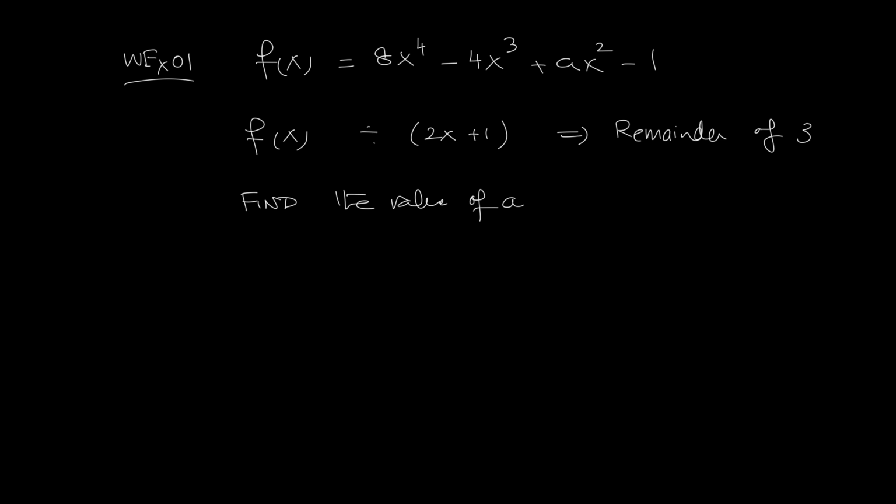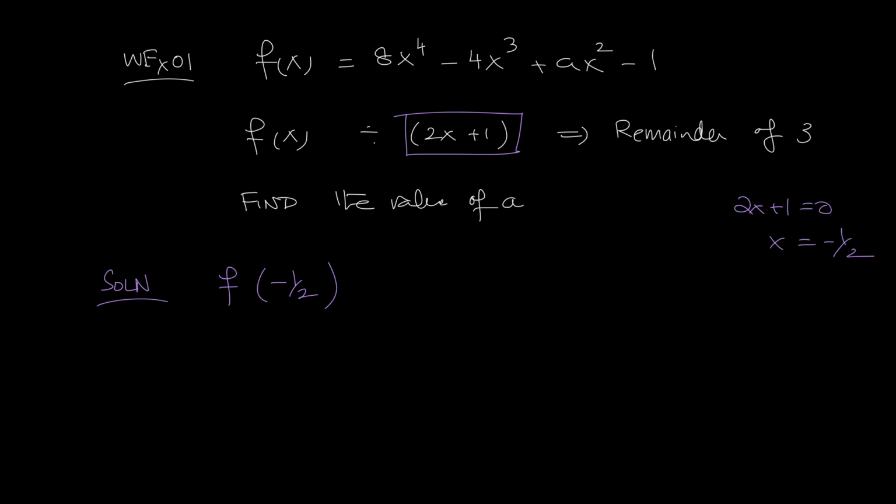So now the solution is plug in value f of negative half. How did we achieve this value? 2x plus 1 equals 0, x is negative half. So f of negative half should equal 3 because the remainder is 3. It's not a factor, so it won't be equaling 0.